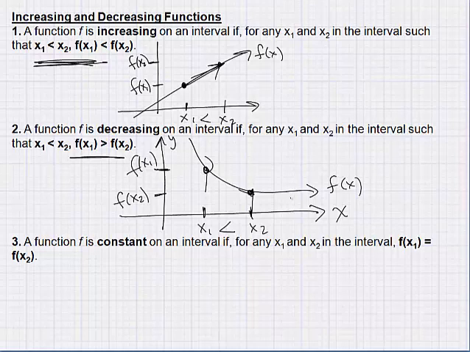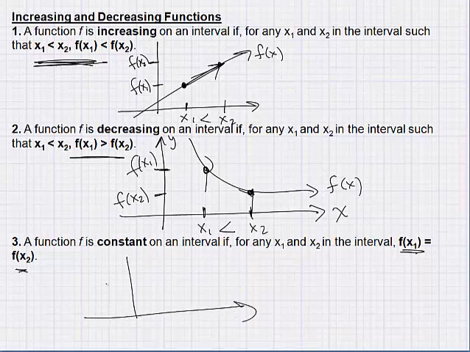And then the last one is constant. My function will be constant if for any x1 and x2 that are greater than or less than, doesn't really matter, the corresponding y values are the same. f of x1 equals f of x2. So if the y values are the same as you move from left to right, meaning my graph is horizontal, then I have a constant function.